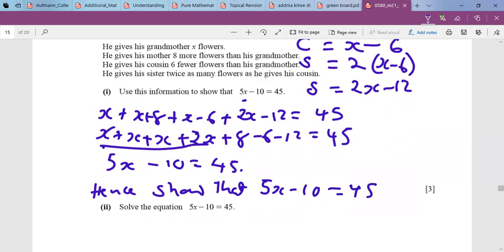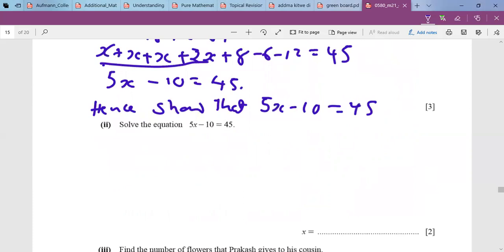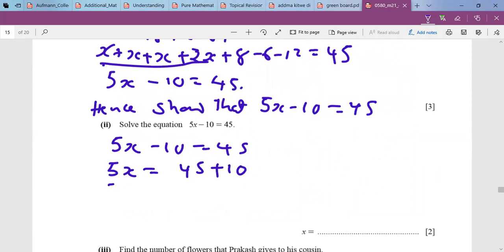All right. Then we are asked to solve the equation now. 5x minus 10 is equal to 45. So you collect the like terms, the 45 plus 10. 5x is equal to 55. So we divide by 5 both sides. Our x is equal to 11. So x is 11.